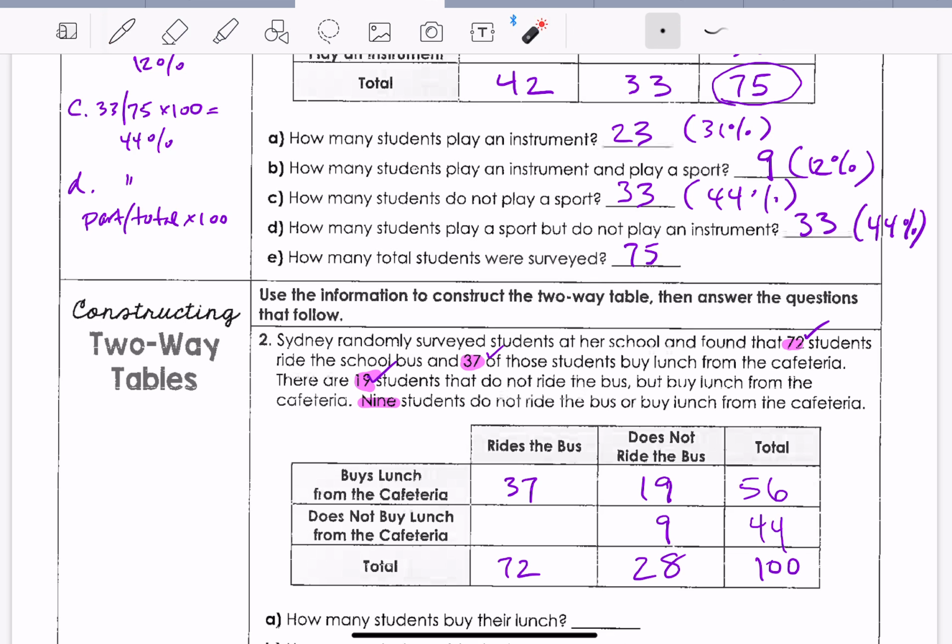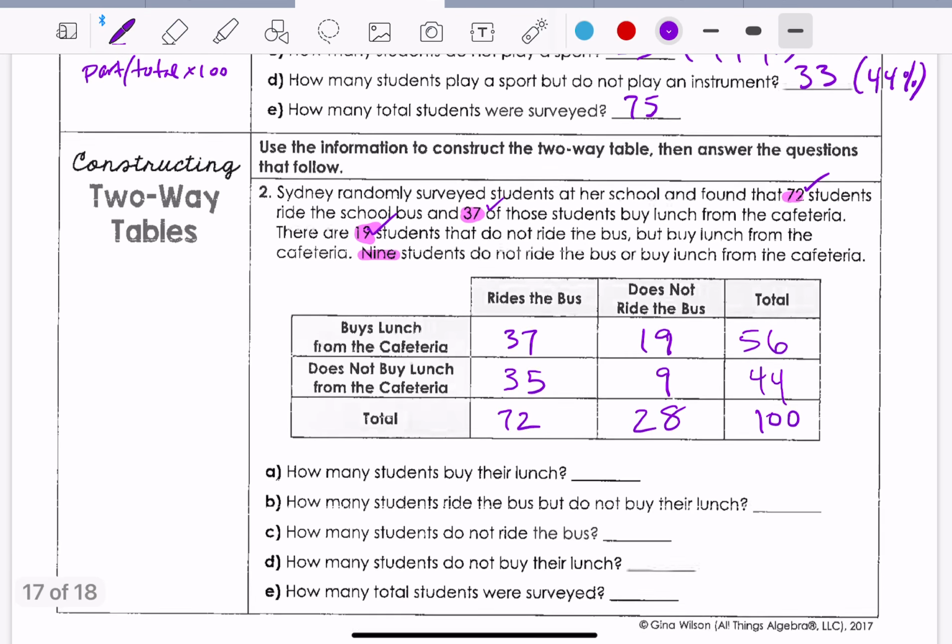And then for my last missing piece, I can either go this way and say 44 minus 9, or I can say 72 minus 37. But either way, I am going to get 35 when I'm done. So now I've got this table all filled out. Everything is all set. So now let's look at the questions they're asking me.